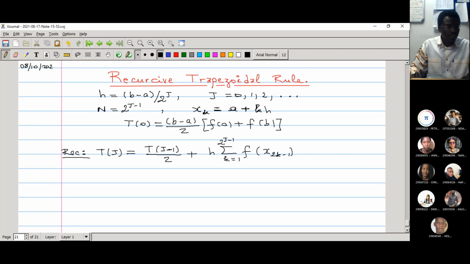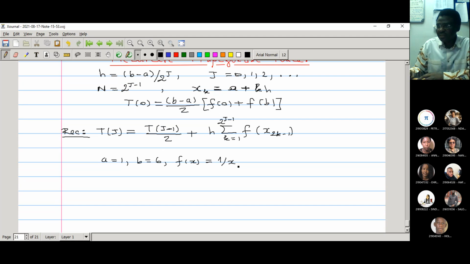So we say that what we are integrating, our a is 1. We said that b was what? 6? And then f of x is 1 by x. So with this, what do we need? We want to compute T. B is 5. Sorry? B is 5. That's good. It shows that you pay attention.